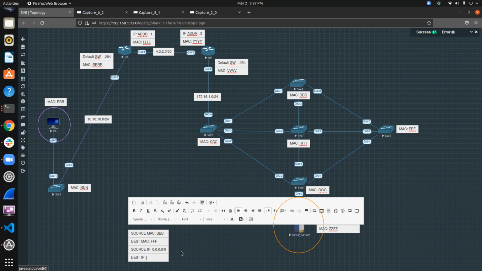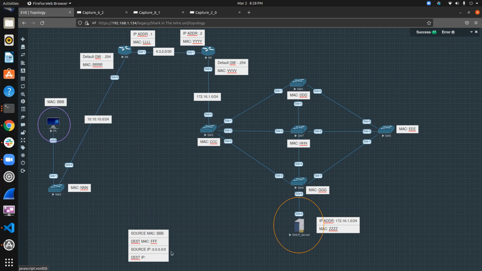So again, we're still trying to analyze what the packet looks like in the beginning. Last but not least, what's the destination IP address of this packet that's leaving Donatello's PC and trying to get an IP address? What's the destination IP? Would it be that of the part of the router that's facing Donatello's PC?